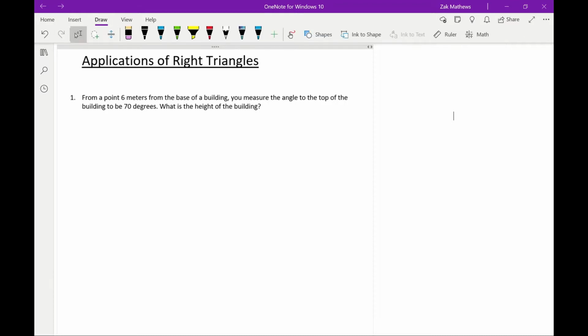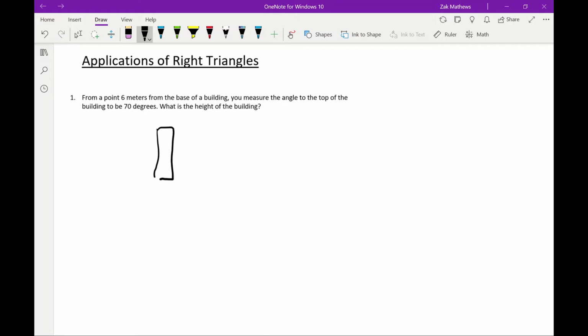Let's start with example number 1 here. From a point 6 meters from the base of a building, you measure the angle to the top of the building to be 70 degrees. What is the height of the building? So I'm going to draw it out. I have my building, and you don't have to be a great artist because I definitely am not.